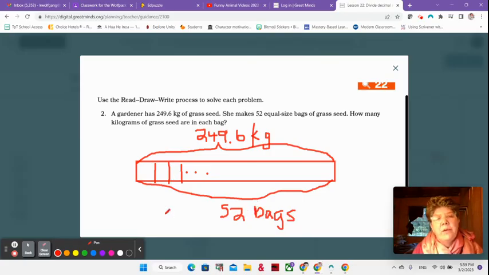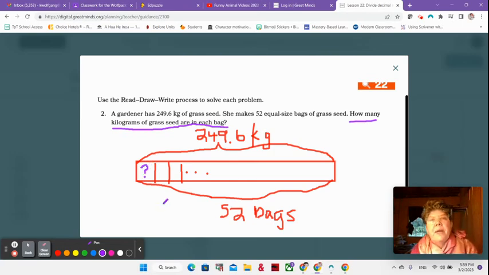Okay, and then one more part, which is the question, very important. How many kilograms of grass seed are in each bag? So that's our question, right? How many kilograms of grass seed are in each bag? So we know it's going to be a division problem because we're studying division, and also because we're breaking that 249 into 52 bags, right?